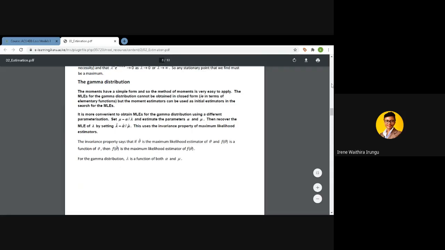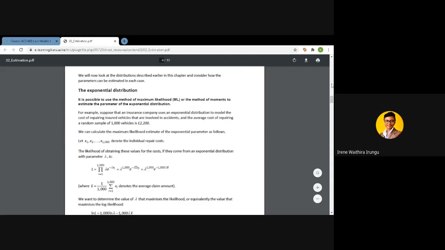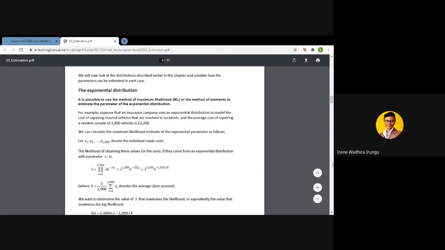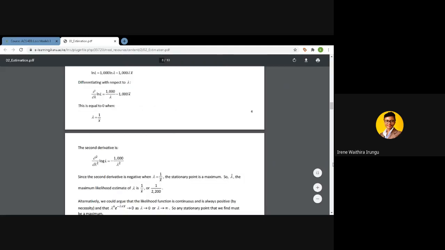So based on that data that had been collected for a sample of 1,000 vehicles, from which it was determined that the average cost was actually 2,200, then it means that from that point onwards, the insurance company can utilize the exponential distribution to model these claims with the assumption that the parameter estimate for that exponential distribution is simply 1 over 2,200.